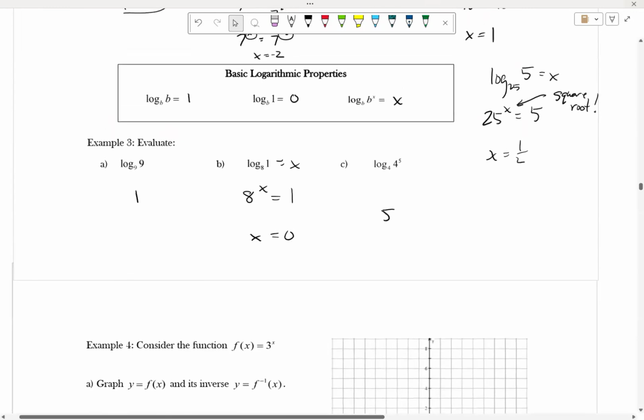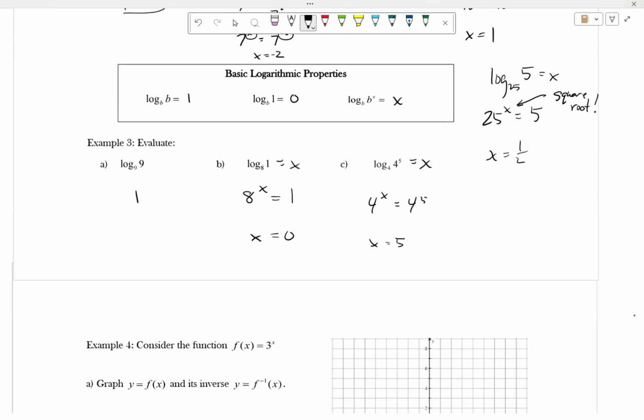We don't know what it's equal to, right? So it's just X. So 4 to the x equals 4 to the fifth, just by putting that into our exponential form. We have 4s on either side, matching. By observation, x is equal to 5. They kind of cancel. We would say by observation, matching.